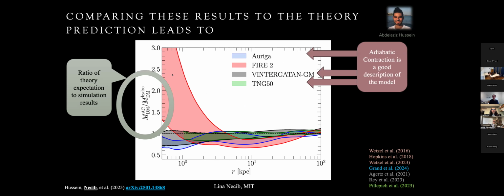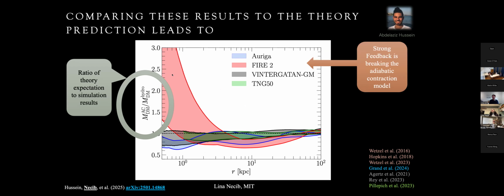And this is telling us that FIRE-2 has such a strong feedback prescription that it's really breaking the adiabatic contraction model. Adiabatic contraction is just everything smoothly contracting adiabatically, basically. And this gets broken every time you get a supernova and you're ejecting a lot of stuff out. So FIRE-2, with its own prescription, is a little bit different from the other 3. Even though each one of them has its own subgrid model, FIRE-2 ends up with a very strong feedback.